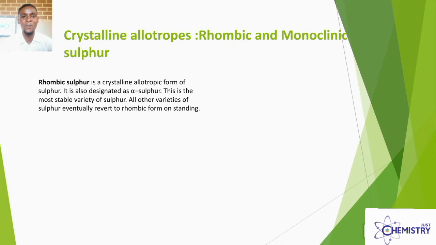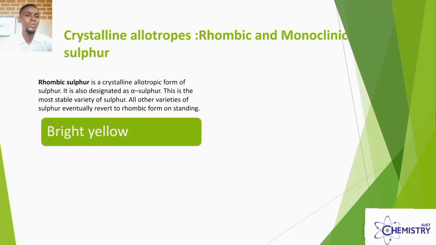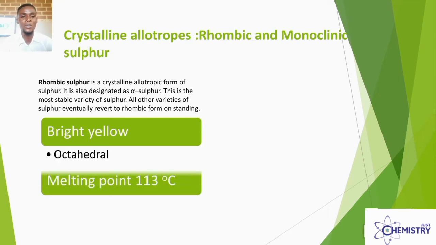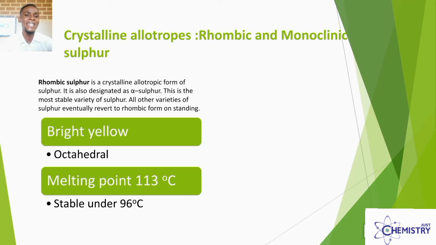Now, the rhombic sulfur. Remember I told you, is part of the crystalline form of sulfur. It is designated with alpha, or referred to as alpha sulfur. It is stable at temperatures below room temperature, or at room temperature you can have rhombic sulfur. Every sulfur at room temperature is referred to as rhombic sulfur. It is bright yellow in color. It has an octahedral shape. It has a melting point of 113 degrees Celsius, and it is stable under 96 degrees Celsius, which is way above room temperature.